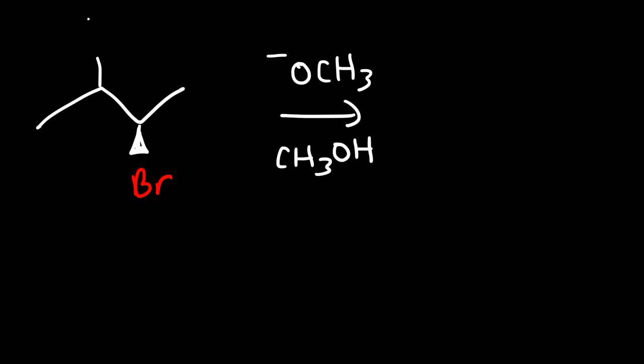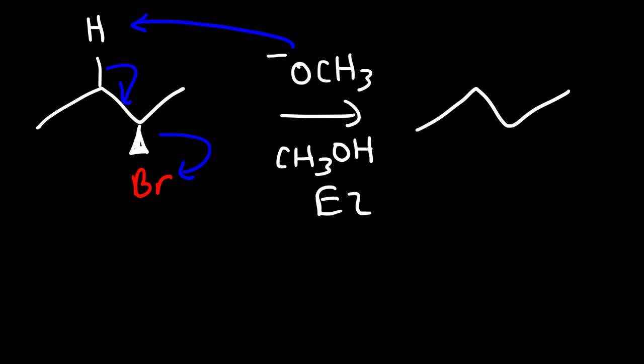Methoxide is a strong base, and as a result, this is going to favor the E2 reaction, which doesn't produce any carbocation intermediates, and so no rearrangements are possible. The strong base is going to go for the hydrogen, form a double bond, kick out the leaving group all at once. And so the end result is that we're going to get the most stable alkene, the Zaitsev product.